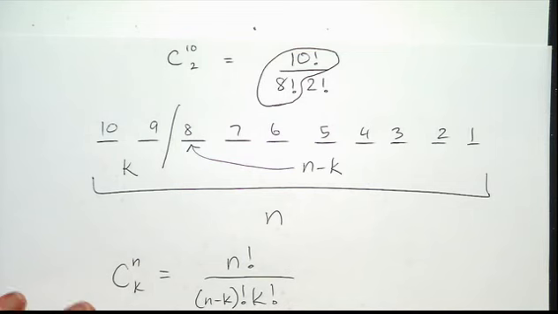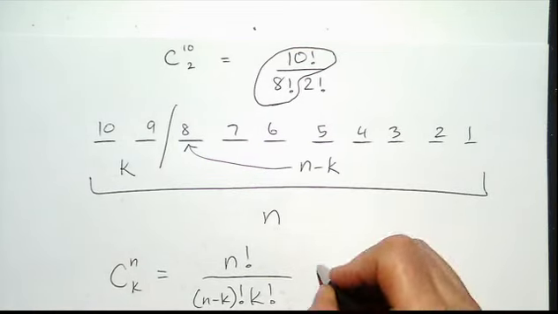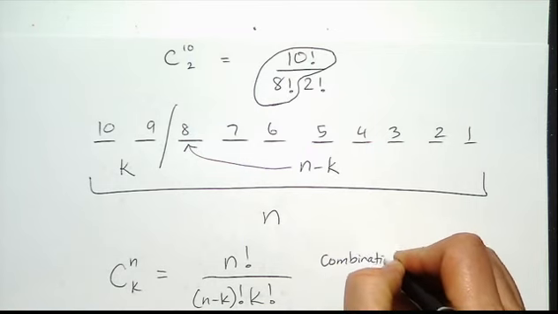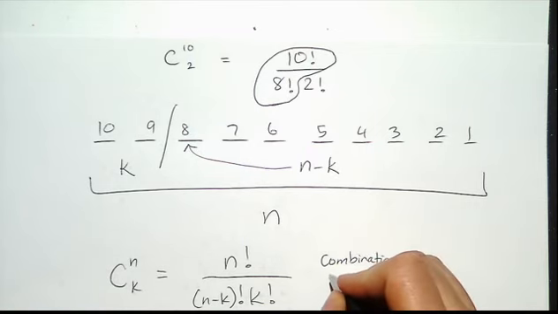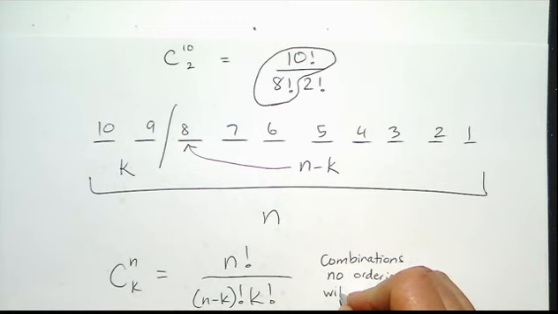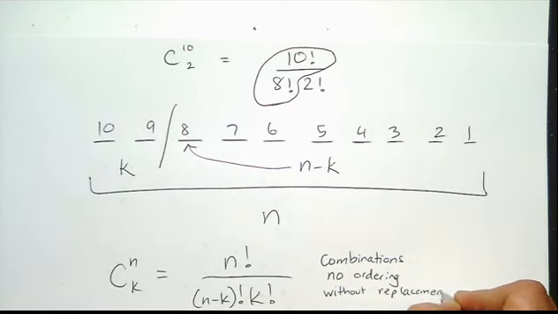So this is a formula for what we call combinations. And this formula is for no order, so no ordering, and without replacement. And if you have a fancy calculator, this is what they have on them. So if you have something that says NCR on your calculator, that's what it's for.